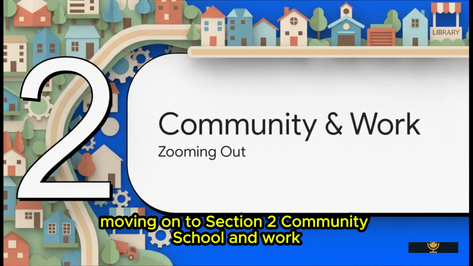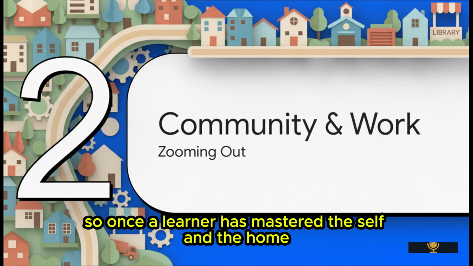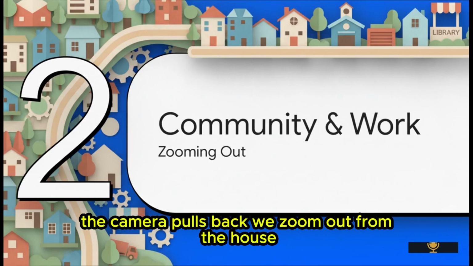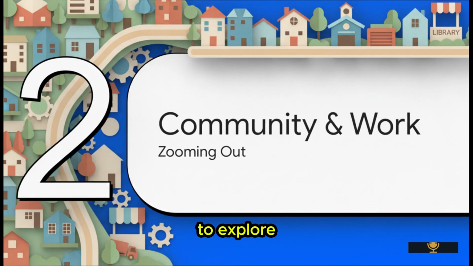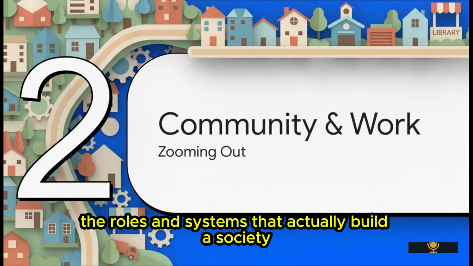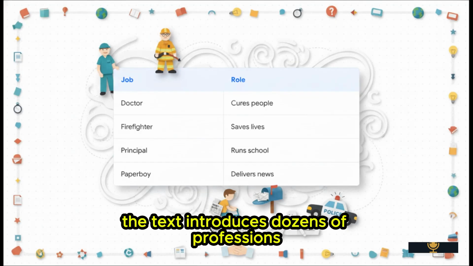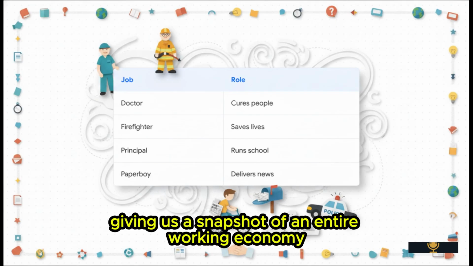Moving on to Section 2, Community, School, and Work. So once a learner has mastered the self and the home, the camera pulls back. We zoom out from the house and step into the neighborhood to explore the roles and systems that actually build a society. The text introduces dozens of professions, giving us a snapshot of an entire working economy.